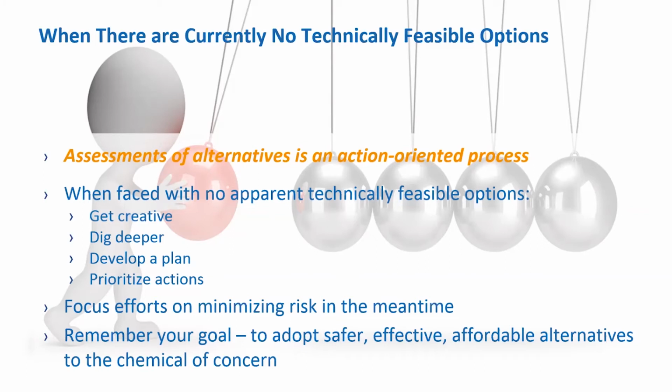Many times, technical feasibility is a challenge, but the answer is not to simply keep using the same toxic chemical of concern, but rather to prioritize the research and development, including developing research partners needed to discover suitable alternatives in the near future. In the meantime, the results of your assessment of alternatives thus far may help you identify how to further reduce exposure, improve working conditions, or minimize waste, for example. Keep the goal of a safer, effective, and affordable alternative in mind.